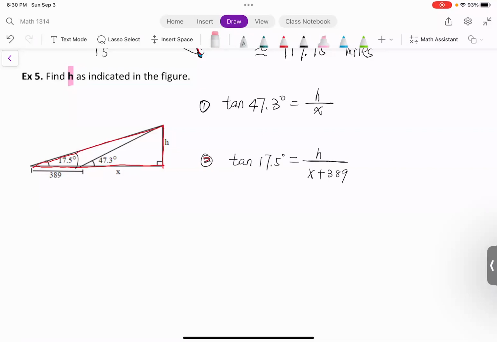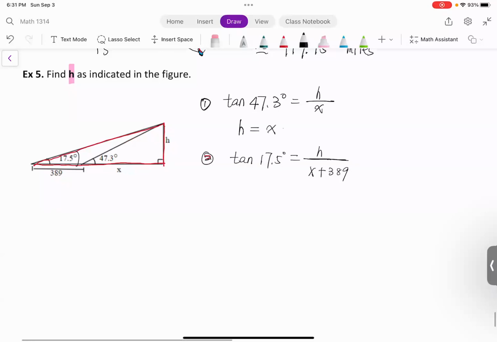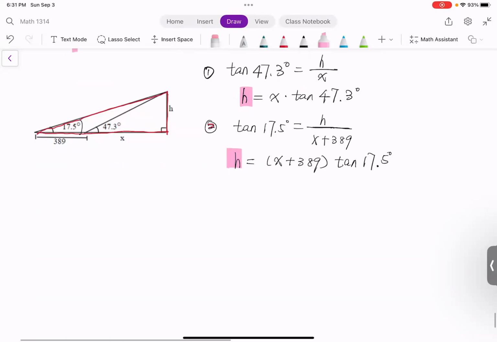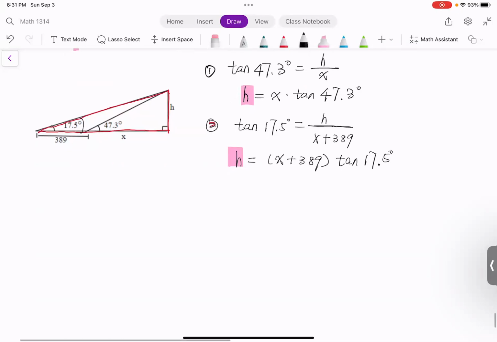From my first equation, I multiply by x on both sides, so h equals x times tangent 47.3 degrees. And in the second equation, I want to isolate h. H equals, multiplying both sides by the bottom, x plus 389 times tangent 17.5 degrees. Okay, they both have h. These two h's are the same. That means I can list one equation: the first h equals the second h.